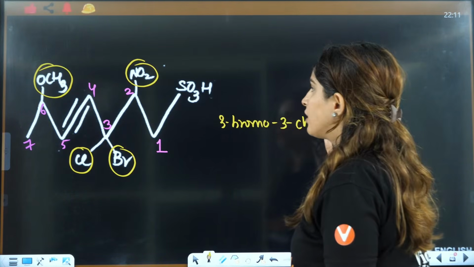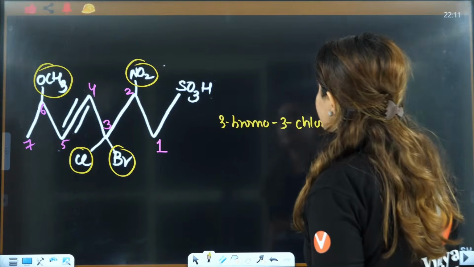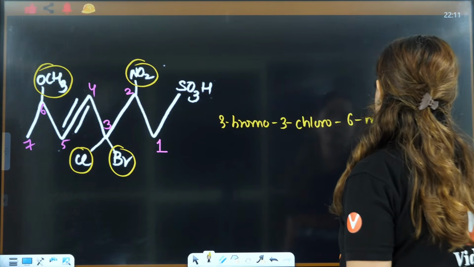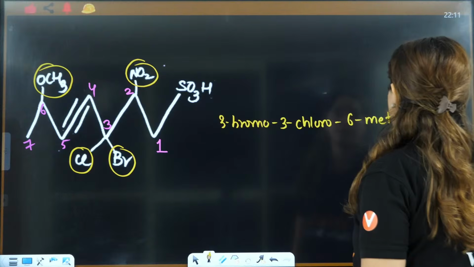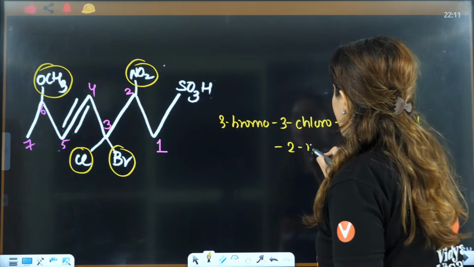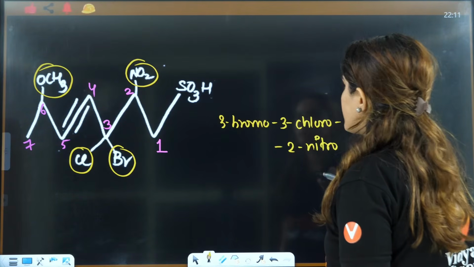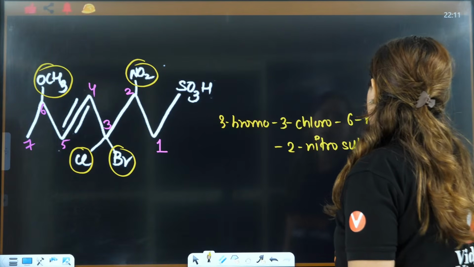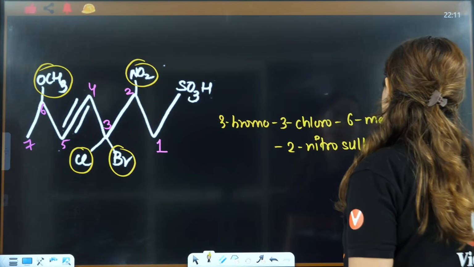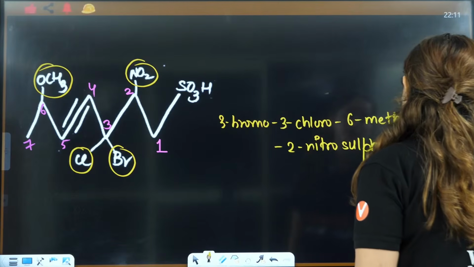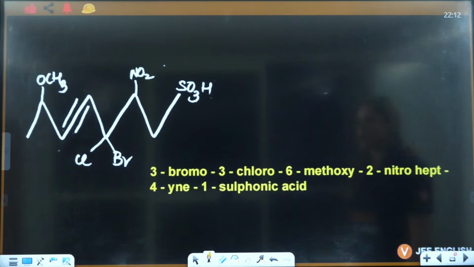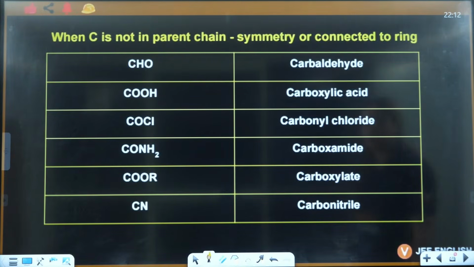This will be 6-methoxy, that will be 2-nitro, right? Then it is sulfonic acid, and that is going to be the correct answer here. Name it, answer this, and you will have your answer.